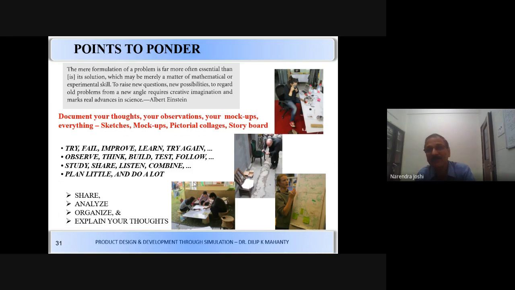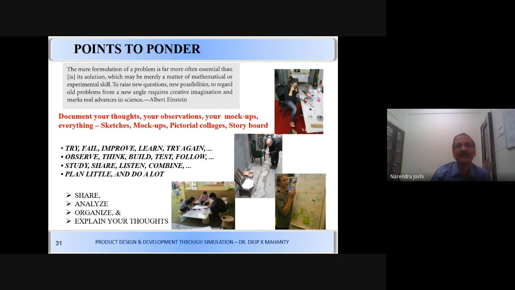Try, fail, improve, learn, try again. Also think, build, test, follow. Study, share, listen, combine. Plan little and do a lot. Very important aspects. So when you are working as a team, we have to share, analyze, organize, and explain our thoughts to each other, so as to reach a concrete goal.